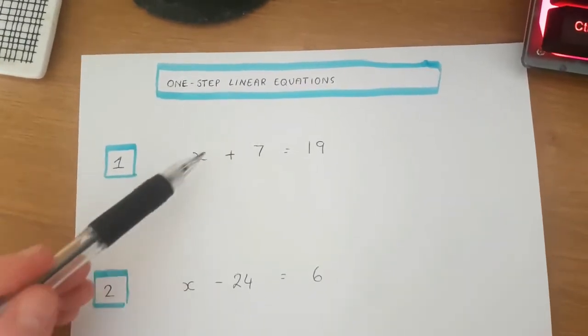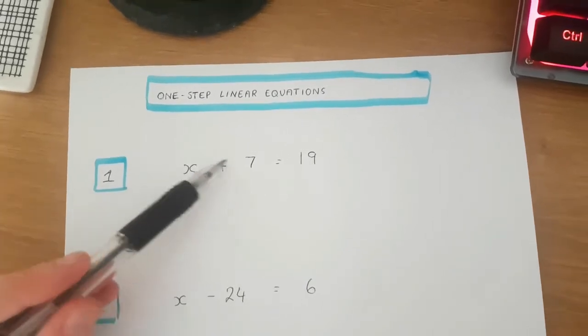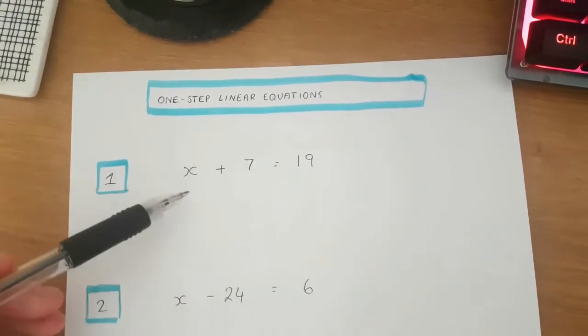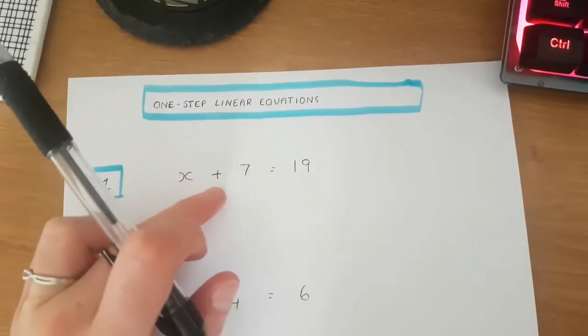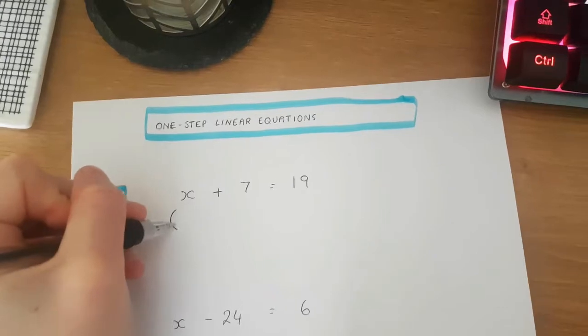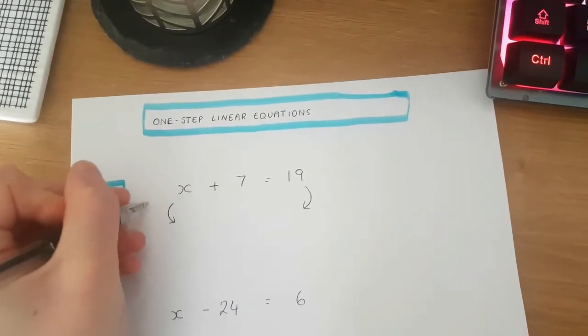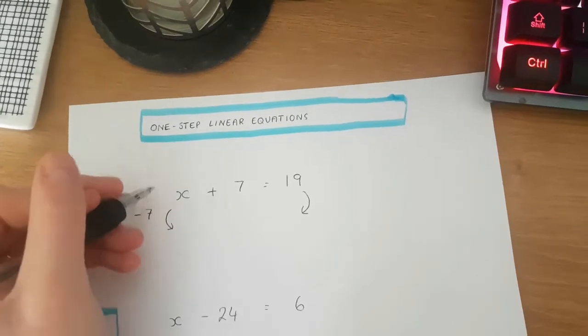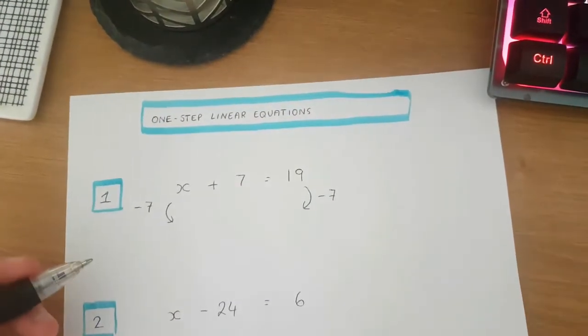When we're trying to get x on its own, we have to use something called the balance method, which means whatever we do to this side, we have to do to this side. So to get x on its own, we want to get rid of this plus 7 here. Now the inverse operation of plus 7 is to take away 7. So I'm going to take away 7 from this side, and I'm going to take away 7 from this side.